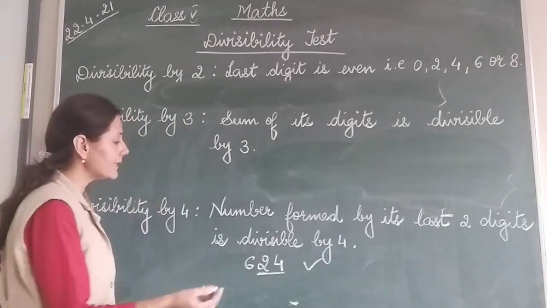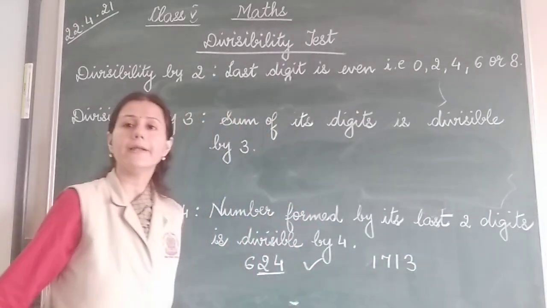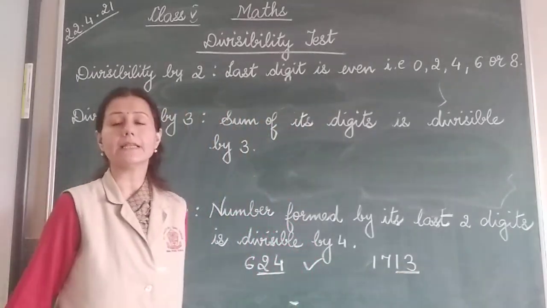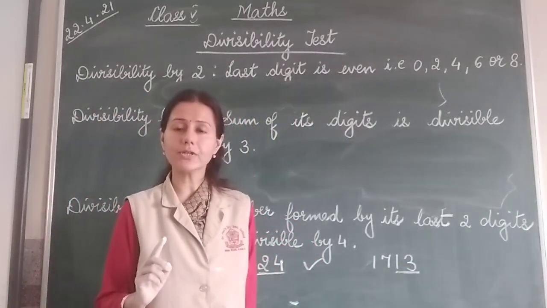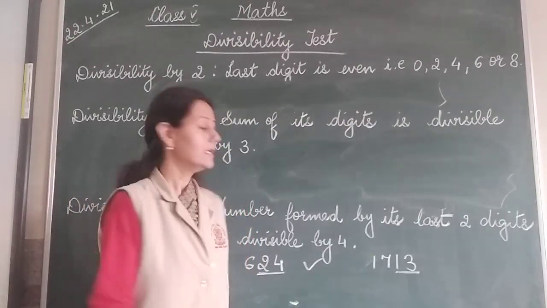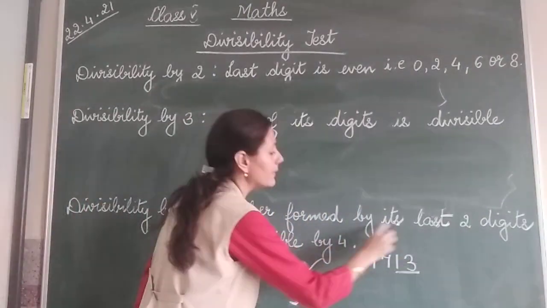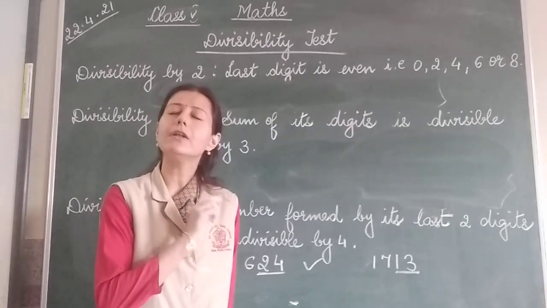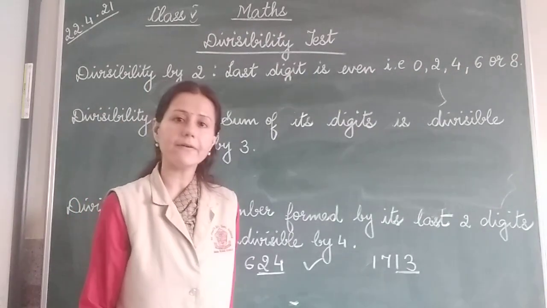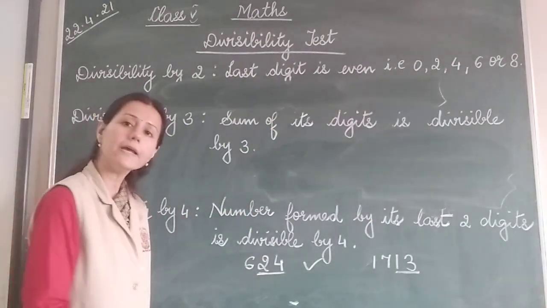Understood? Let us take another example. Suppose 1713. What is the number formed by the last 2 digits? 13. Is 13 divisible by 4, children? 4 3s are 12 and 4 4s are 16. So 13 is not divisible by 4. So this number 1713 will not be divisible by 4. Okay, for divisibility by 4, the number formed by the last two digits should be divisible by 4.